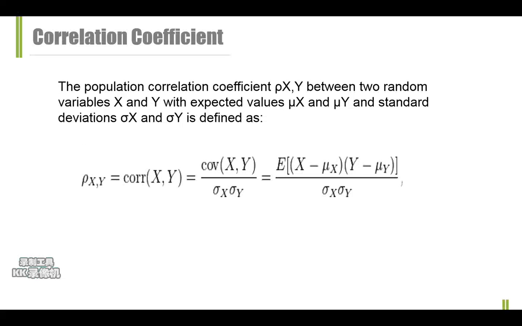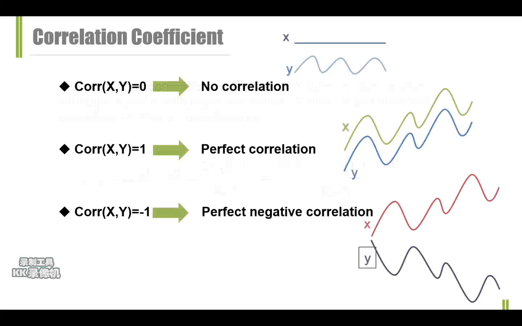There are three special situations that should be mentioned: no correlation, perfect correlation, and perfect negative correlation, in which the correlation coefficient equals 0, 1, and -1. The relationship of X and Y in these three cases can be simply expressed as the three figures on the right side. And part 3, the comparison of the two measures.